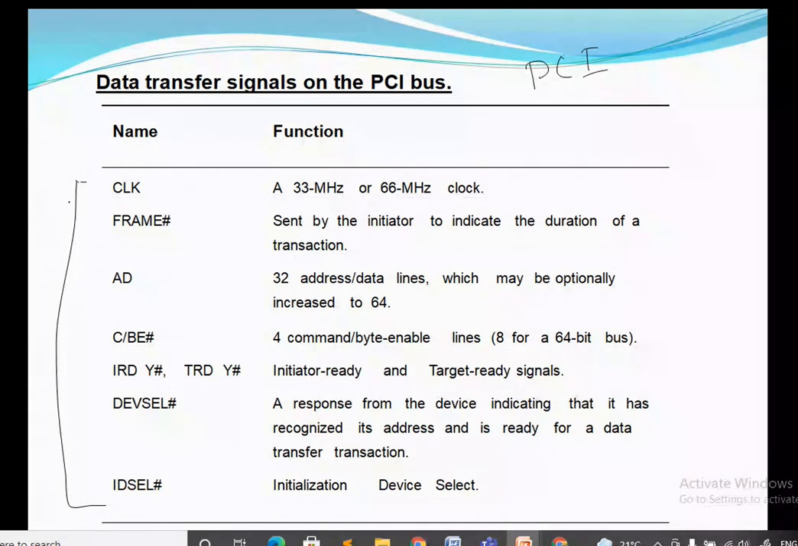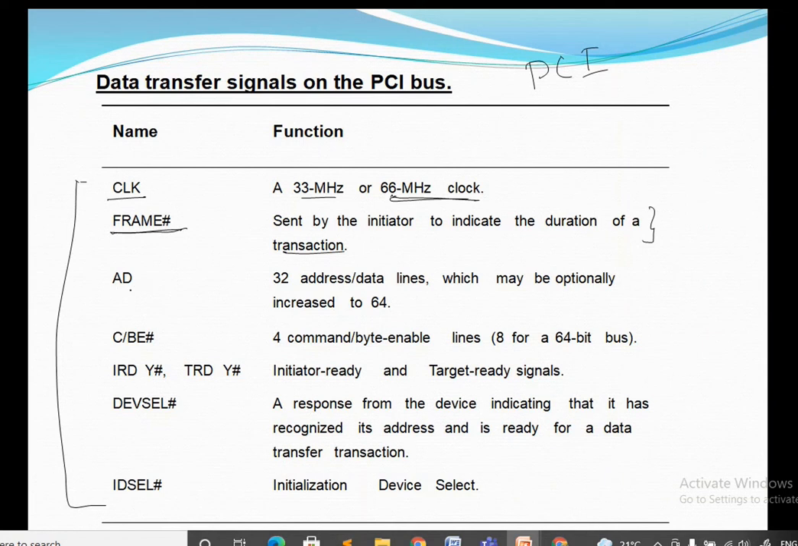Then there is the clock. Okay, that is the clock rate, either 33 or it may be 66 MHz. Then we have one more signal called FRAME#. It is sent by the initiator to indicate the duration of the transaction. So this FRAME# indicates how long that particular initiator, that is the master, requires to perform the transaction. Transaction means data transfer here. How long is once again represented in the form of clock cycles.